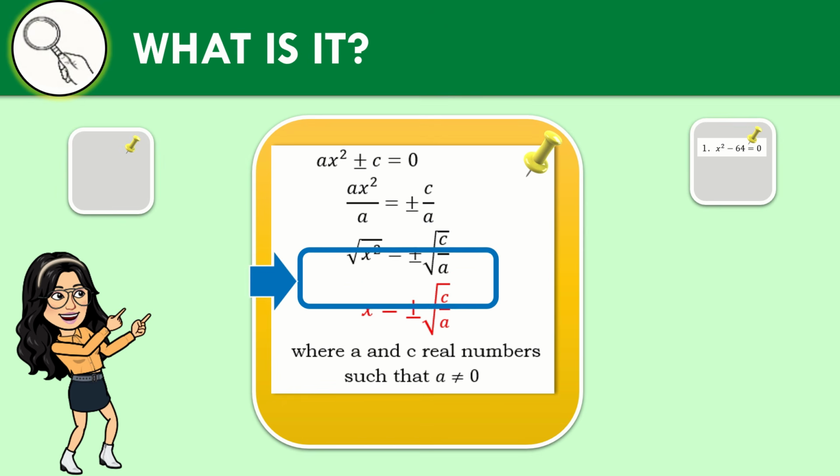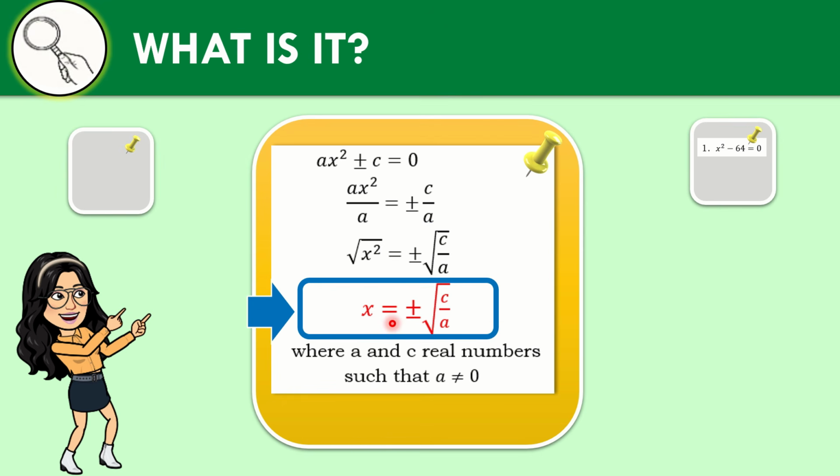Okay, so this time, our answer is equal to plus and minus the square root of the quotient of c and a. Again, where a and c are real numbers and a is not equal to 0. Now let's try to look at some examples. Let's have example number 1.